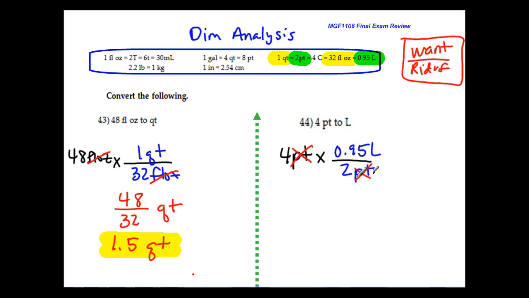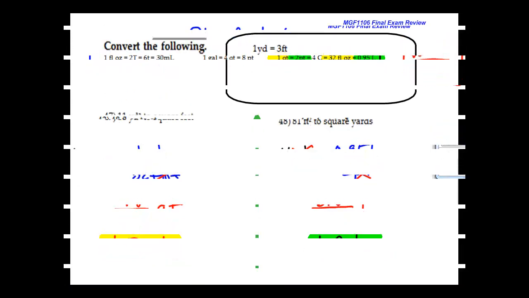4 times 0.95 in our calculator gives us 3.8 over 2. The liters or the units are left. Divide 3.8 by 2. We get 1.9 liters. I did not need to round on either one of these problems, but you should always check. Did they give us any directions on rounding? And make sure you label your units.